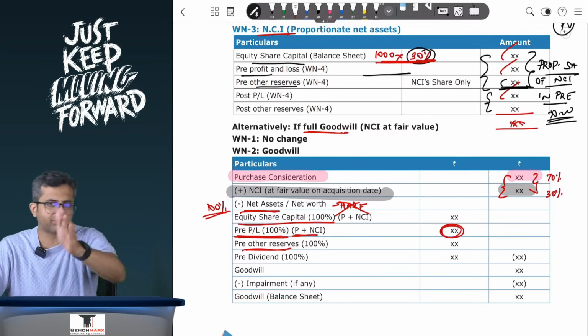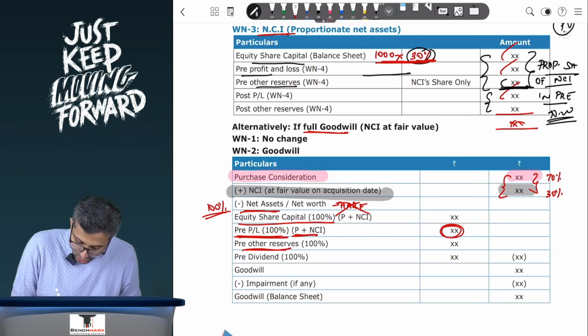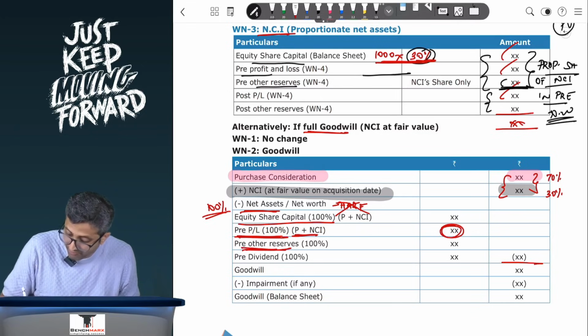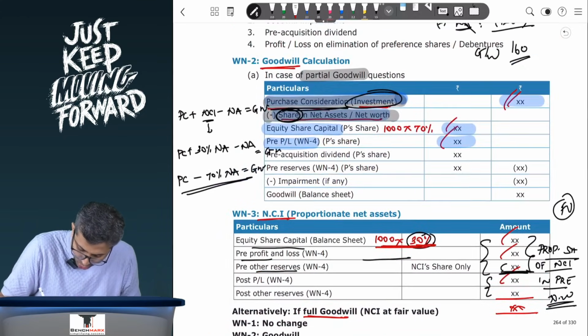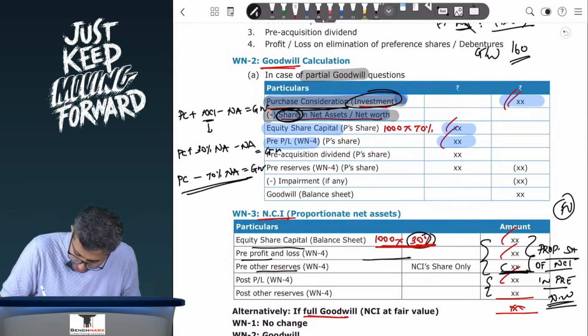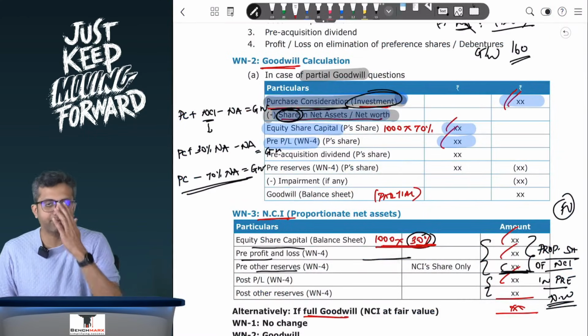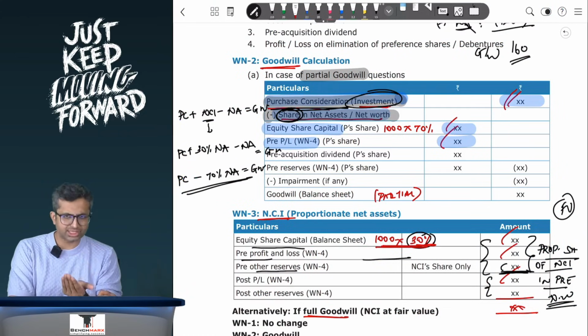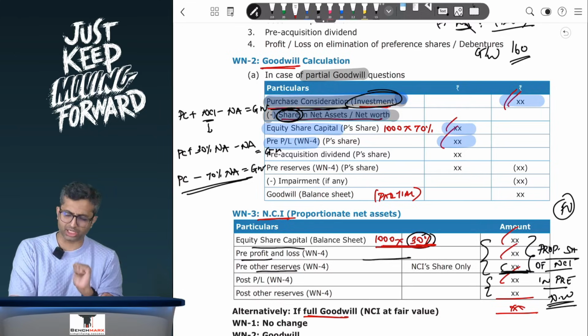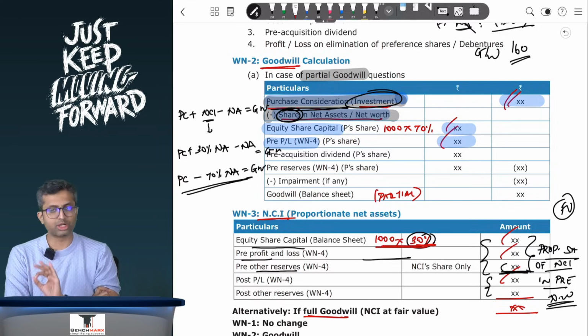You don't have net assets, so you take net worth. So over here, you have pre-acquisition P&L, pre-acquisition reserves, etc. And this will give you your full goodwill. This goodwill will be the full goodwill, whereas the goodwill above was, let us say, your partial goodwill. So when I look at working note 1, till working note 1, there is no change. In working note 2, you will add the NCI after PC and then subtract, instead of share of net assets, 100% of the net assets, that is net worth, on the date of acquisition.